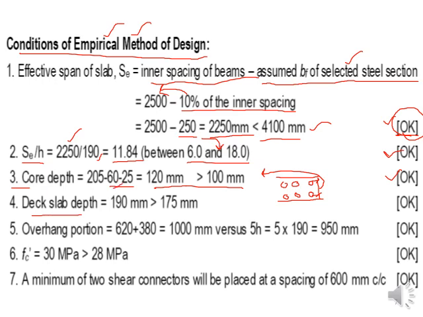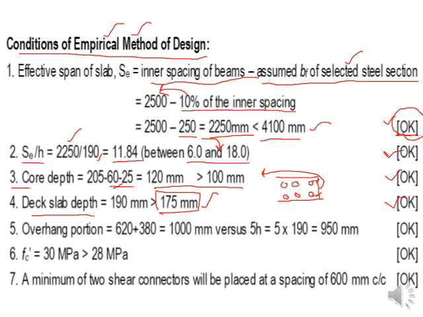Then comes deck slab depth. So depth is only one parameter. This is 175 millimeter. You have to keep in your mind all the time. So it comes out to 190 millimeter. Already we have calculated it, keeping this limitation in our mind. So it is 175, 190 greater than 175. It will obviously be OK.